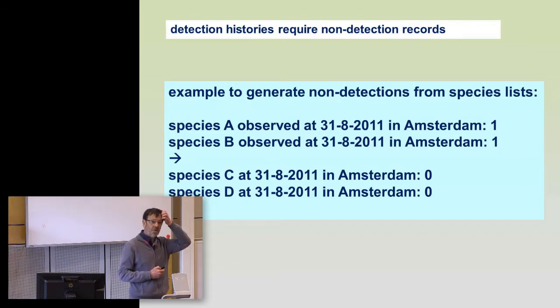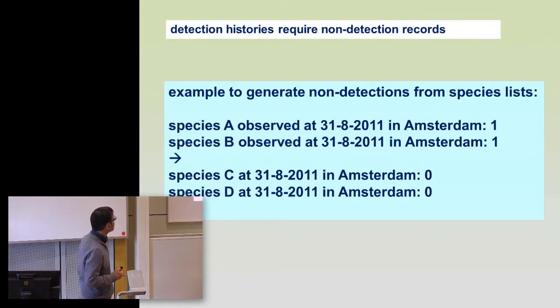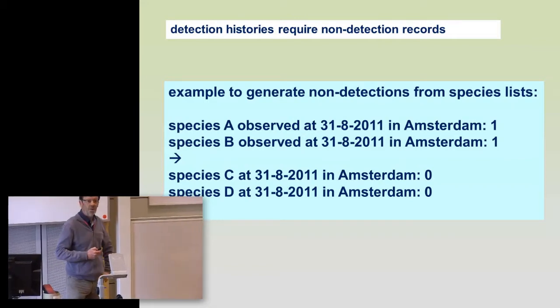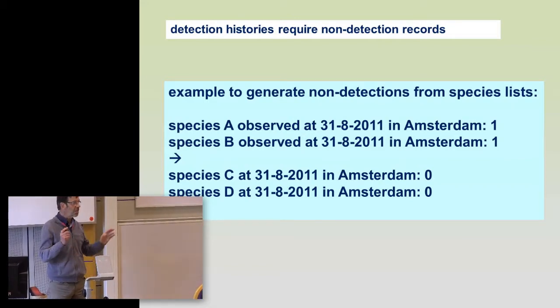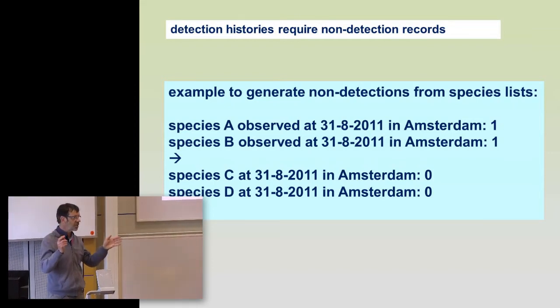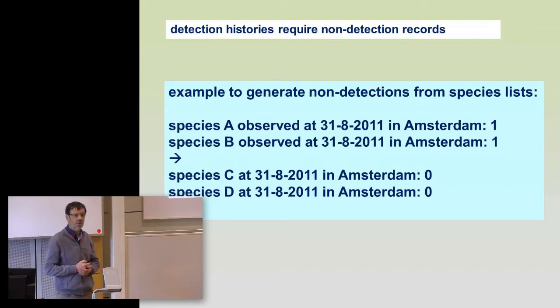Hopefully you have a species list. If so, you could do this trick. Species A and B are observed, and you can infer from them that all other species have not been seen. It may not be true. They might occur there, but this is not about presence and absence. This is about non-detection. You simply say, well, they were not recorded there.